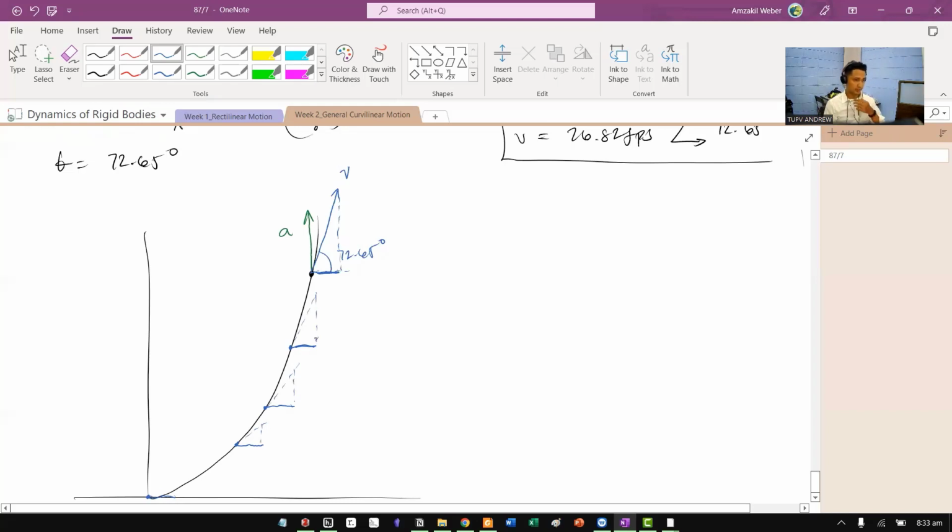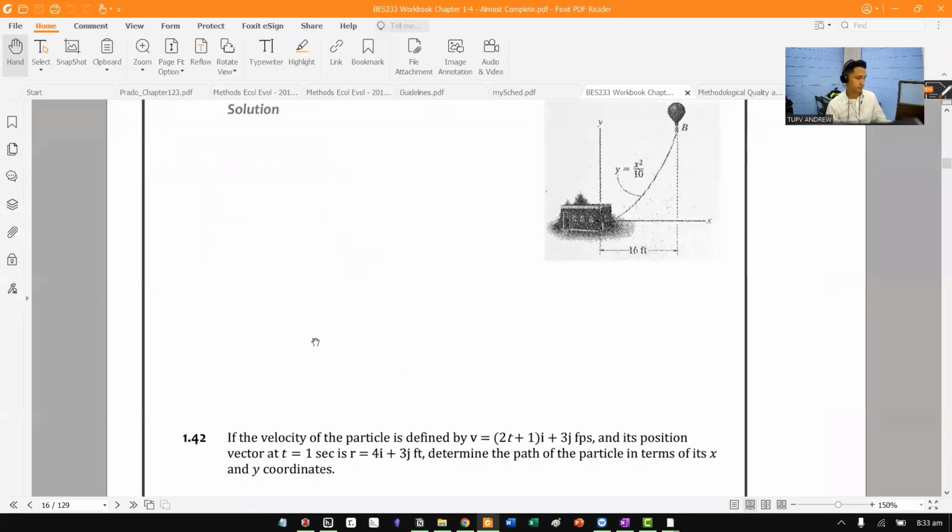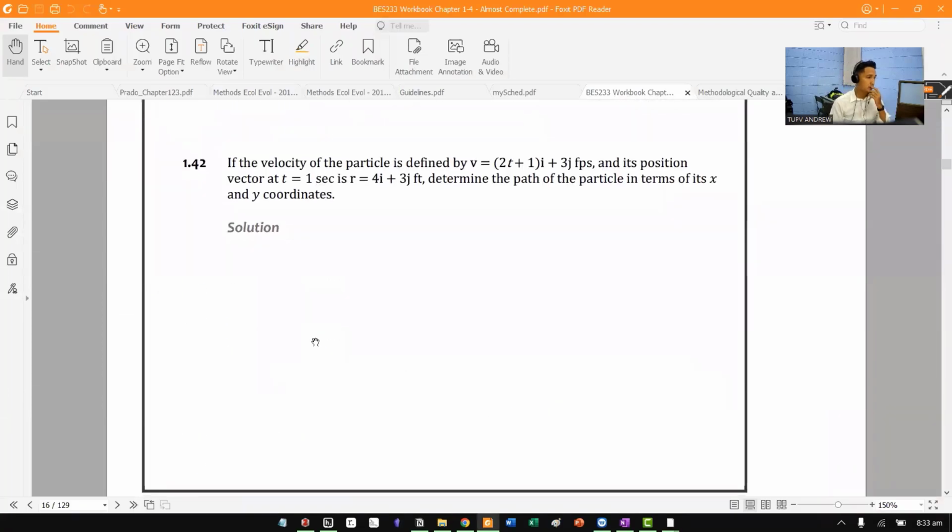Okay, so hope we get some problem. So let's go to the next problem, 1.42. If the velocity of the particle is defined by v equals (2t plus 1)i plus 3j feet per second, and its position vector at time equals 1 second is r equals 4i plus 3j feet, the question is, what is the path of the particle in terms of its x and y coordinates?